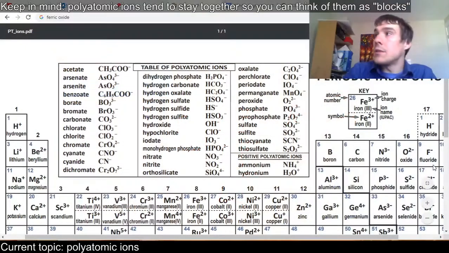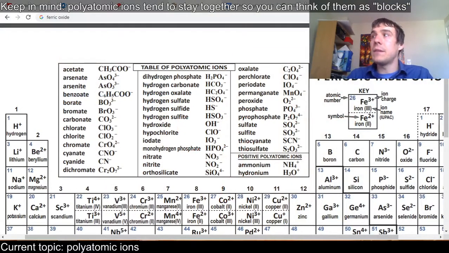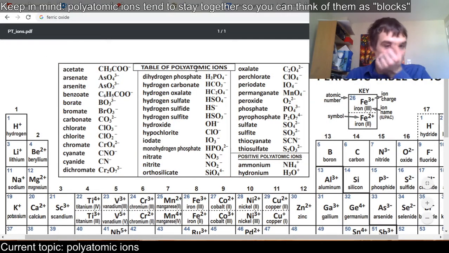If we jump over to our periodic table we were looking at earlier, here is a table of various polyatomic ions for you. There's a bunch of them. They have names that end in ate or ite, and some other things, but usually ate and ite. There are a few exceptions.